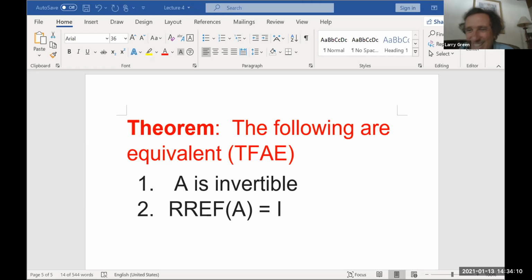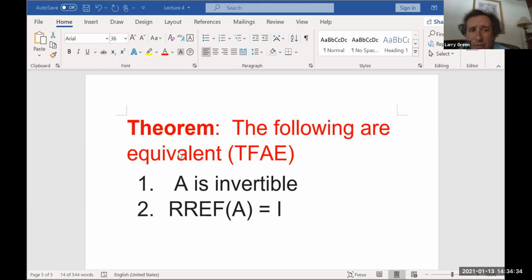Yeah, bonjour. There's a lot of hellos, by the way. I don't pretend to know all of them. I probably know 5 or 6. But the point is, there are a lot of words that mean invertible, but they're not just words, they're true ideas. And one is that RREF of A is the identity, and we just proved that.